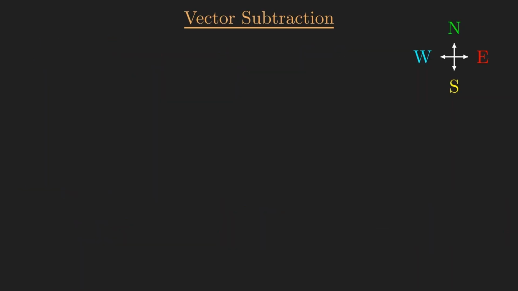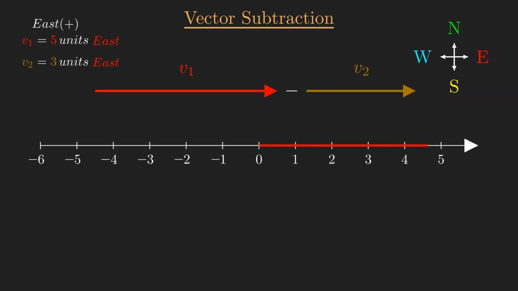Let's look at vector subtraction. We have information here. Let me specify that east is taken as positive. So v1 is a vector with a magnitude that is 5 units, and the direction of v1 is east. v2 has a magnitude of 3 units, and the direction of v2 is east. What we want to determine is the difference, or what is v1 minus v2.